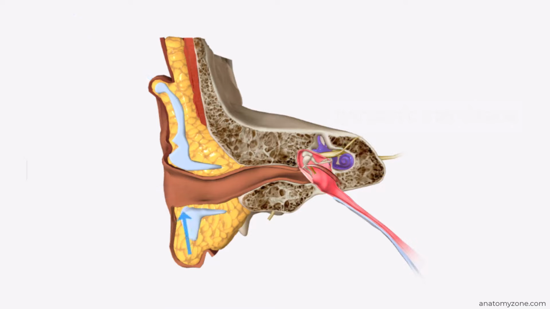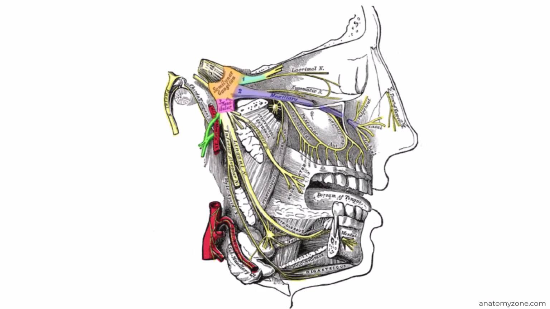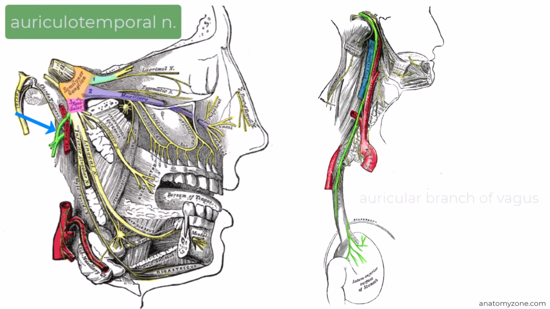The lateral third of the external auditory meatus is cartilaginous, whereas the medial two thirds are bony, formed by the temporal bone. It's lined by skin along its course and contains small hair cells and specialised sweat glands which produce cerumen, also known as earwax. In terms of the sensory innervation to the external auditory meatus, it receives branches from the auriculotemporal nerve and the auricular branch of the vagus nerve.